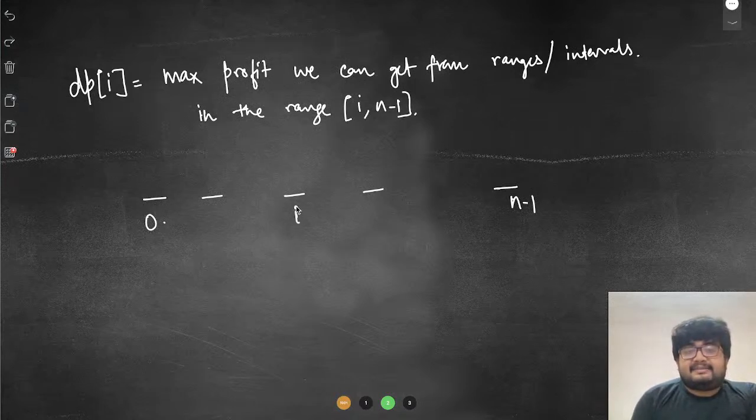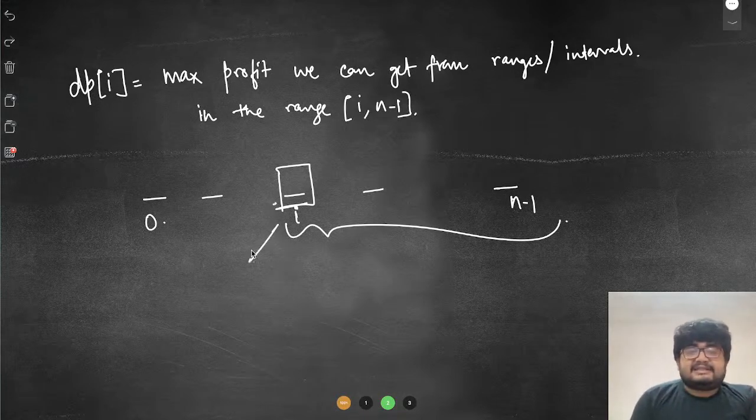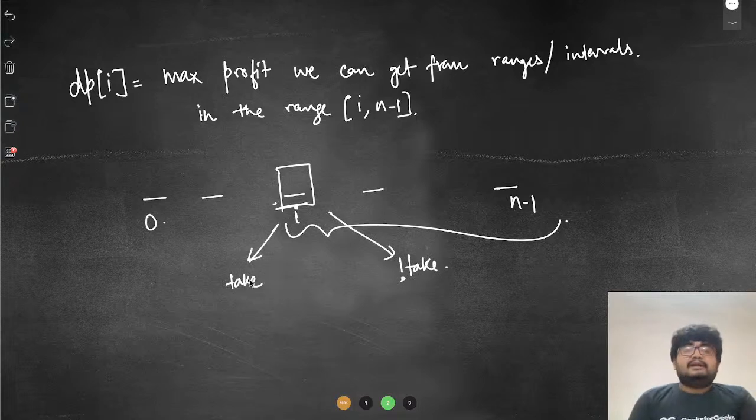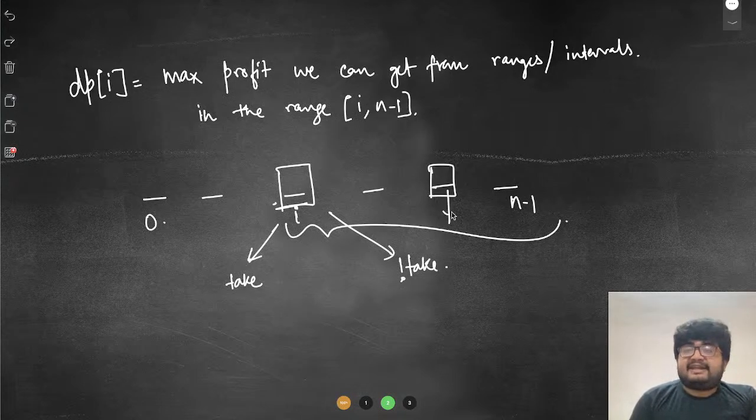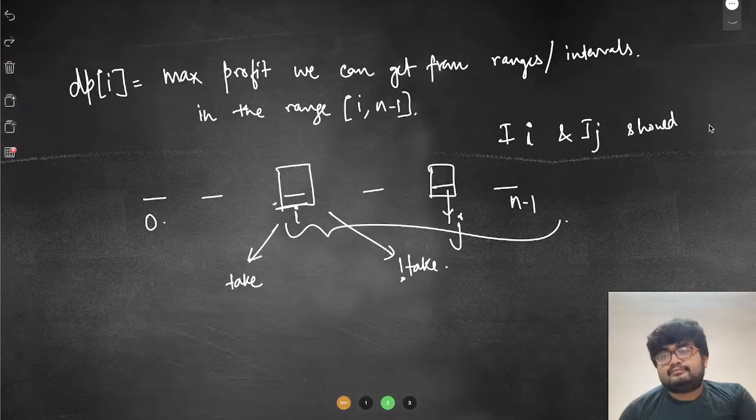Now dp of I, let's say we are at some index I. dp of I means the maximum profit we can get from I to n minus 1. Using the intervals I to n minus 1, what is the maximum profit we can get? Now with this ith interval, we can do two things: either take it or not take it. If we take the ith interval, what is the condition? We cannot take an overlapping interval. Let's say we take I and another interval j. The condition is that intervals I and j should not overlap.